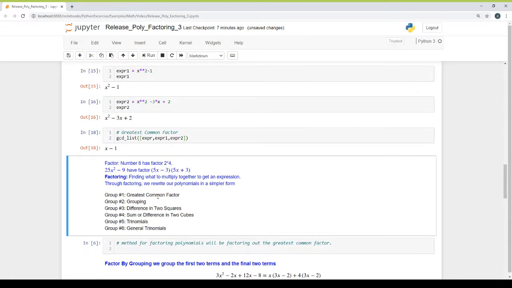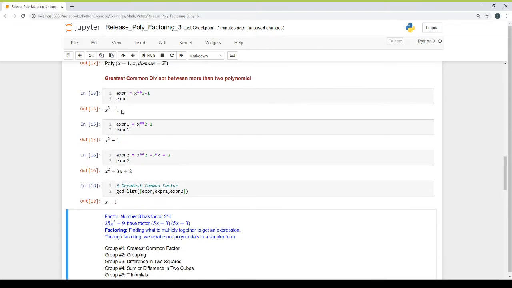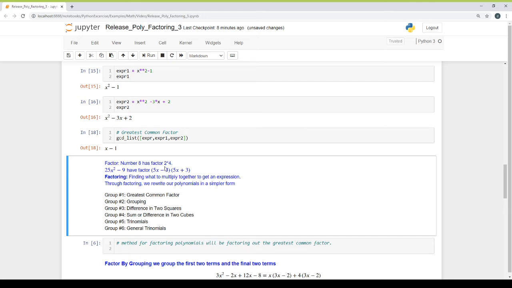Now what is factoring basically? For example, the number 8 has factors 2 into 4. Now we can divide x cube minus 1, x square minus 1, and x square minus 3x plus 2 by x minus 1. This is the greatest common factor between the three polynomials. Number 8 has factors 2 into 4. It can be 2 into 2 into 2, but 4 is the largest factor. 25x square minus 9 has factors 5x minus 3 and 5x plus 3.